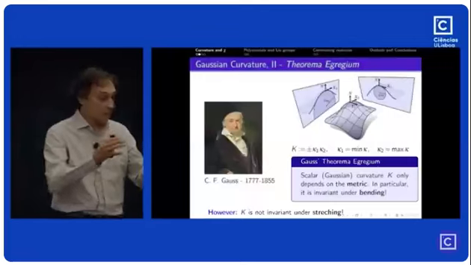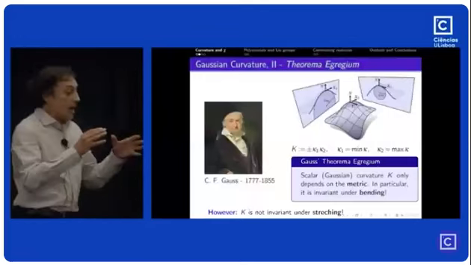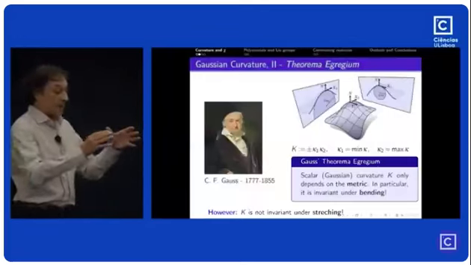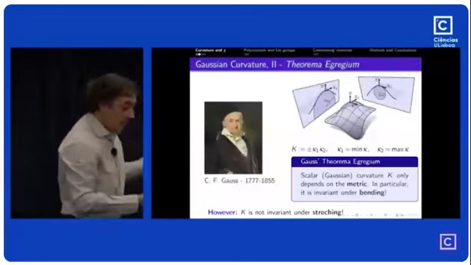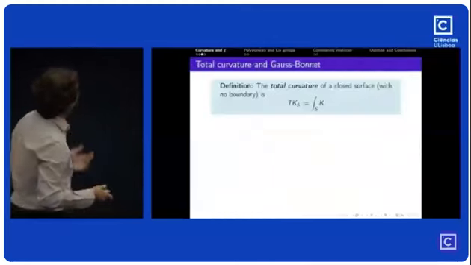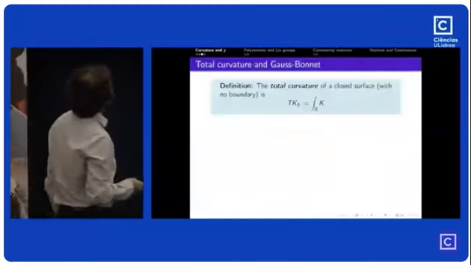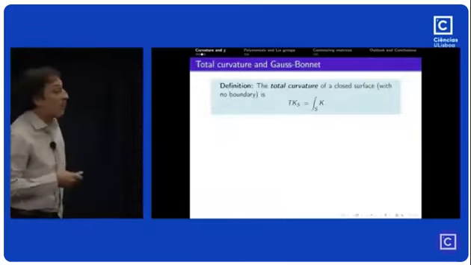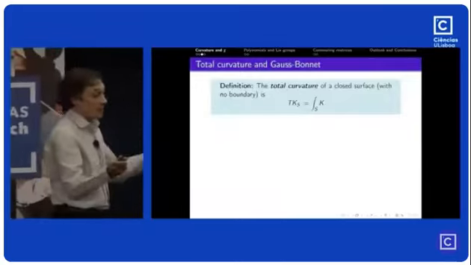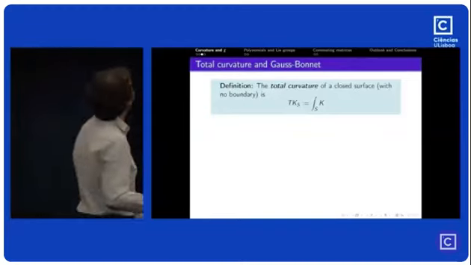Okay. However, the curvature is not invariant under stretching. Why? Because if I have a balloon or let's say a sphere, and it has a radius, I increase the radius, then I decrease the curvature, so the curvature is not invariant. However, there's a very interesting notion that's going to be invariant. It's the total curvature of, let's say, a closed surface. It's just the integral of the curvature along the whole surface. And that's going to be invariant.